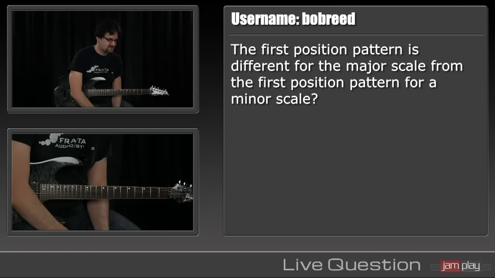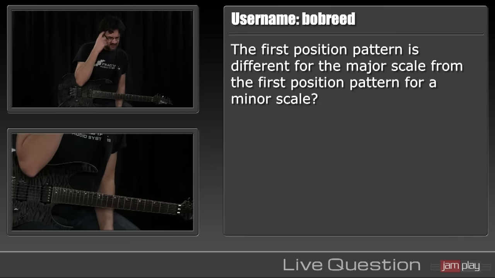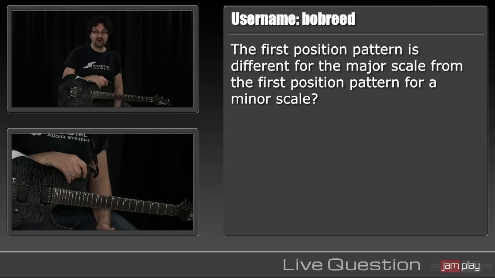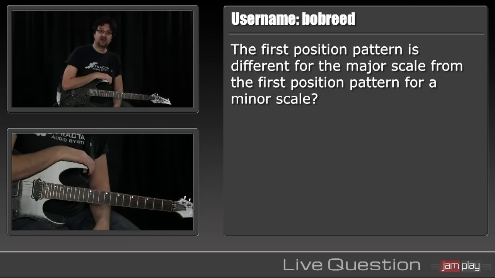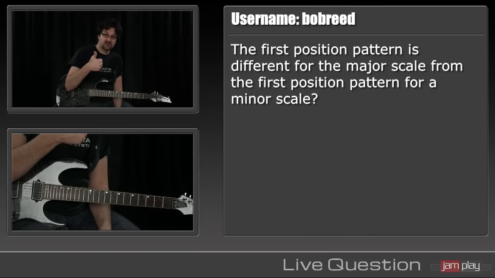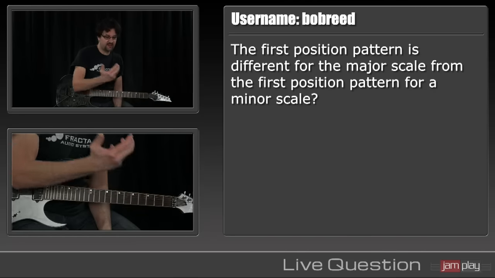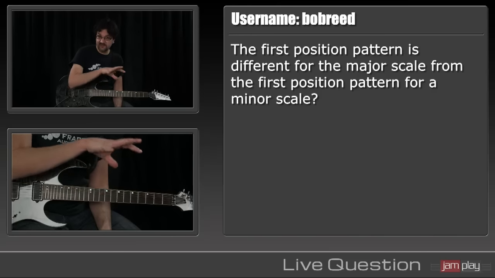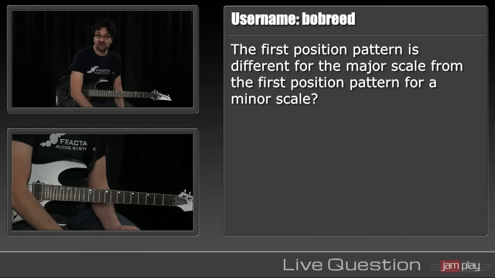Okay. Bob Breed asks, is the first position pattern different for the major scale from the first position pattern for a minor scale? Yeah, they're different because the intervals are different. Therefore, the positions are different. And the position numbers, again, correspond to which note of the scale you're starting from. If you're starting with the first note of the scale, which is the root, that's position 1. And because the minor pentatonic scale and the major pentatonic scale have different formulas, the intervals are going to change. Therefore, the positions and the patterns are going to change. So, yeah.